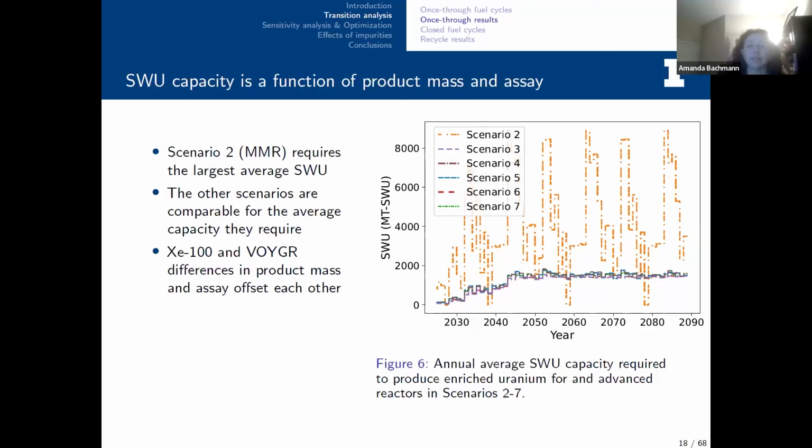And that's because in the XE-100, we see you need less fuel than the Voyager, but you need fuel at a higher enrichment level. It's 15.5 versus a little over 4% is what I modeled here. And so you really see that increase in the product assay offset by the increase in the product mass. And so in this case, it actually kind of washes out between the two.